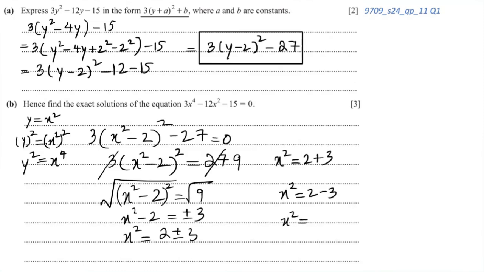This becomes x squared equals minus 1, which is not applicable since this is an imaginary solution. And this value over here will become x squared equals 5. So this implies that x is plus or minus root 5.